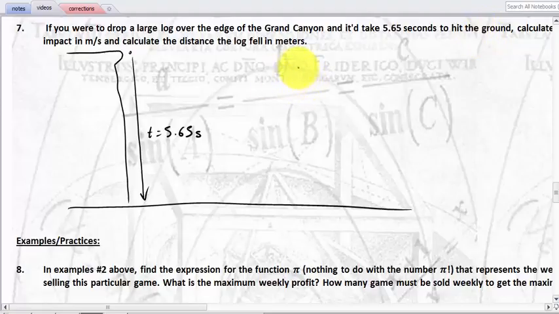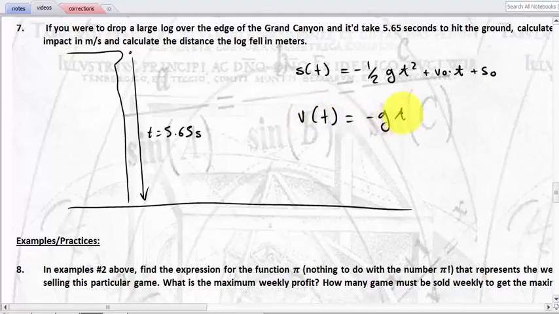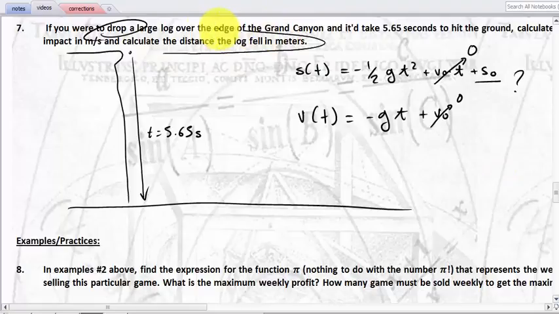Let's write the two equations describing the motion. One is for the altitude of the log: s of t equals negative 1/2 gt squared plus v naught times t plus s naught. And the other one is for the velocity of the log: v of t equals negative gt plus v naught. We are dropping the log. That means there's no initial velocity. This is 0 right here. And we do not know S naught, that's the original altitude. That's what we're looking for. Calculate the distance the log fell in meters. Meters means G equals 9.8 meters per second squared. So that's easy. Now we can get the velocity right away.